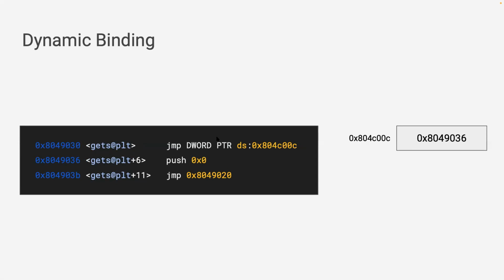So when we call gets, we will actually go to this entry in the PLT. And you can see here, it jumps to the address specified by this location that's stored here. So this is the GOT entry. But oddly enough, this address actually points back to the PLT. This is a default. So when we first start the binary and before we call that specific function, it will always be like this. It will always point back to the instruction after that jump. So this jump will jump to the next instruction, which is push.